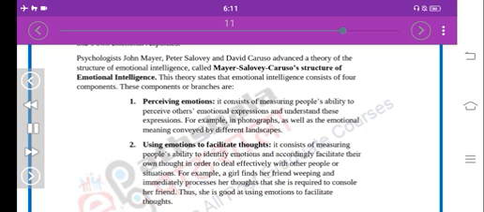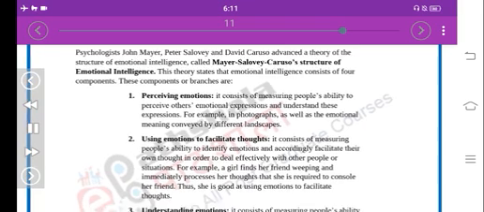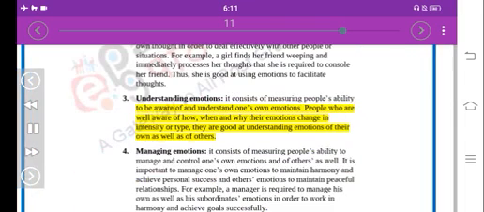3. Understanding emotions. It consists of measuring people's ability to be aware of and understand one's own emotions. People who are well aware of how, when and why their emotions change in intensity or type, they are good at understanding emotions of their own as well as of others.